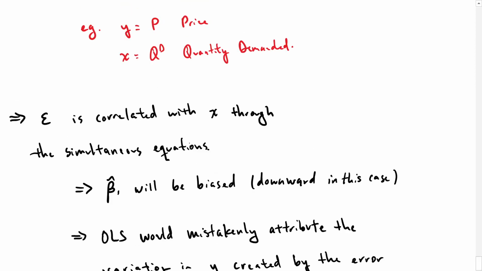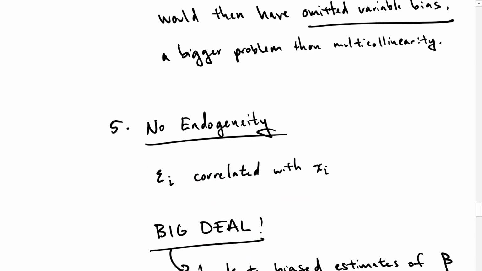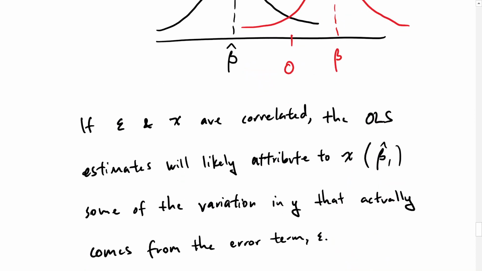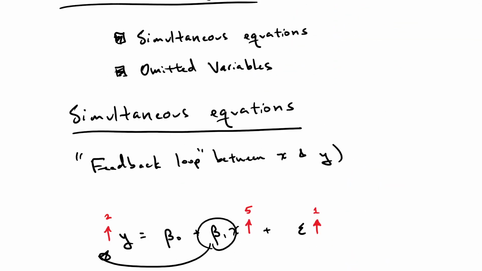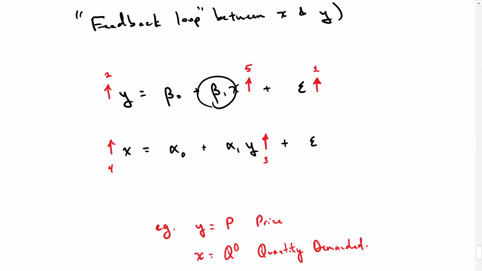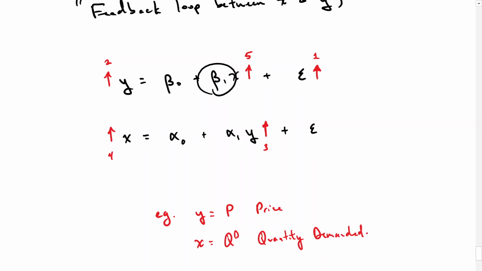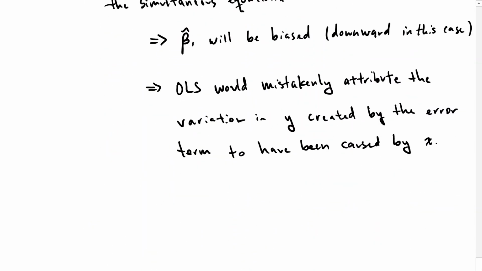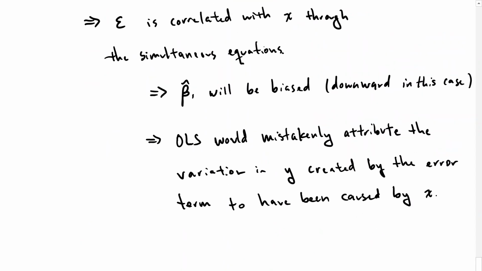Okay, because x is going to go up. It's going to look like x increased, and that caused an increase in y. But it's the shock, it's the error term, the randomness that caused the increase in y, not the increase in x. So beta 1 is going to be biased, and it's going to attribute some of these changes to x when it wasn't x that was actually doing it. So that's what we have going on there.